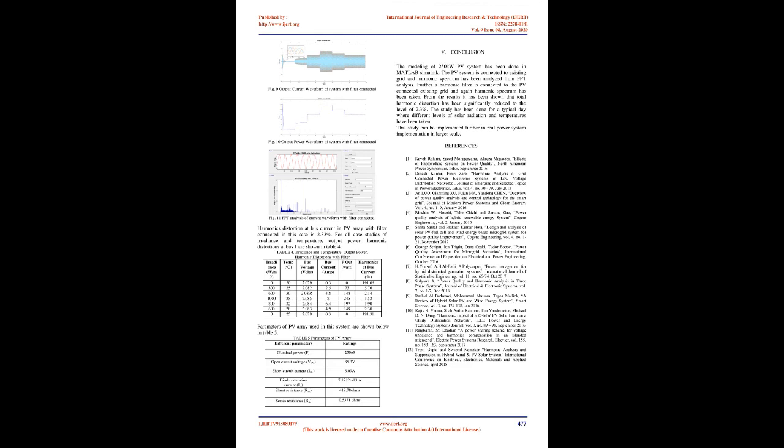The modeling of a 250 kilowatt PV system has been done in MATLAB Simulink. The PV system is connected to the existing grid and the harmonic spectrum has been analyzed using FFT analysis. Further, a harmonic filter is connected to the PV-connected existing grid and the harmonic spectrum has again been taken. From the results it has been shown that total harmonic distortion has been significantly reduced to the level of 2.3%. The study has been done for a typical day where different levels of solar radiation and temperature have been taken. This study can be implemented further in real power system implementation on a larger scale.